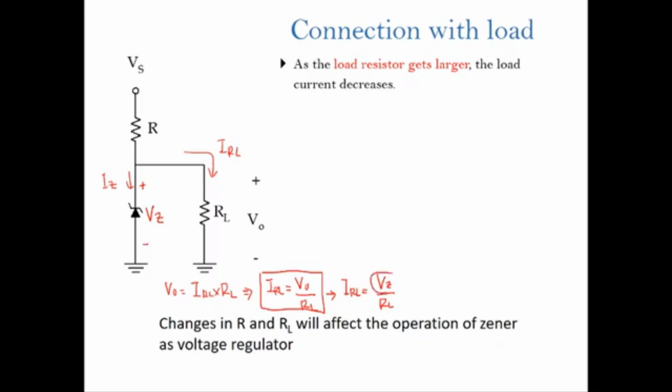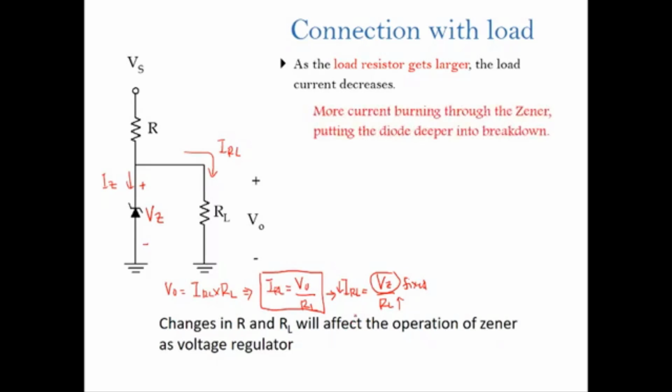Okay, so this is a fixed value. So when the load is higher, IRL will become lower, decrease. So more current is going through the Zener. So when IRL decreases, what happens? Much of the current will go through the Zener, putting the diode deeper into the breakdown.